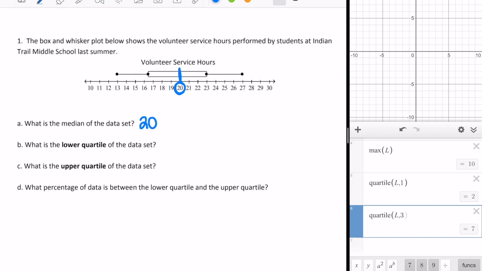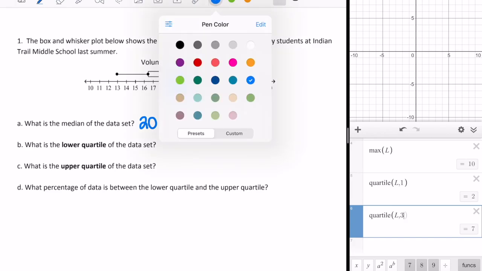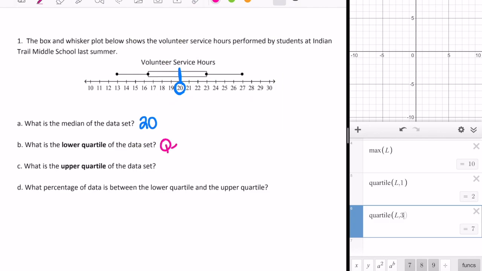Okay, what is the lower quartile? Well, the lower quartile, remember that's Q1, and that is the left side of the box. So this doesn't fall exactly on 16 or 17, it's about halfway. So we'd say about 16 and a half.